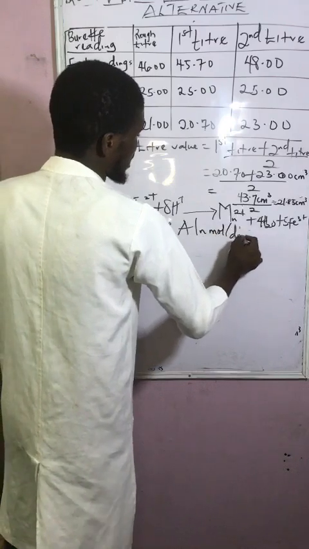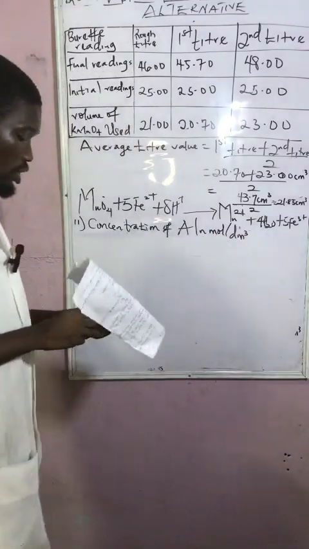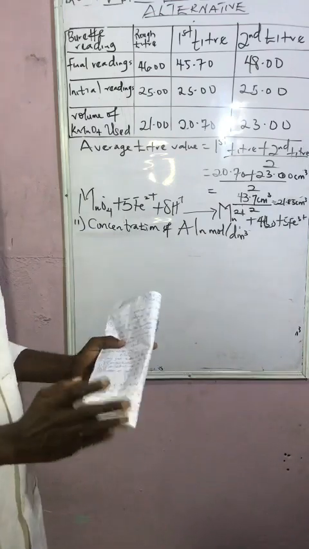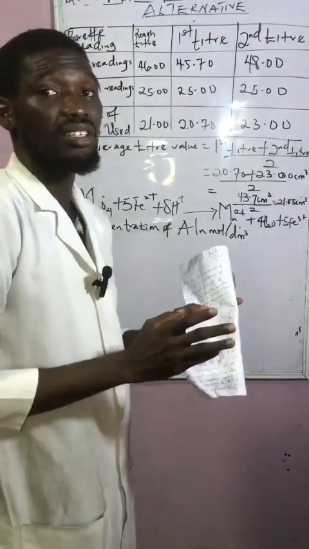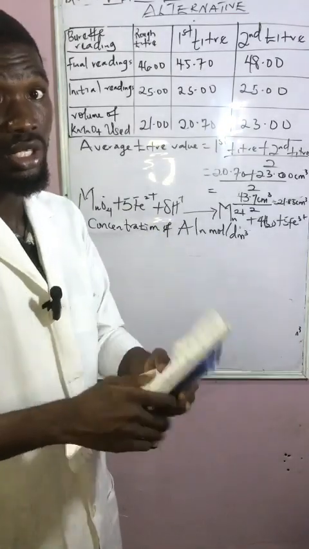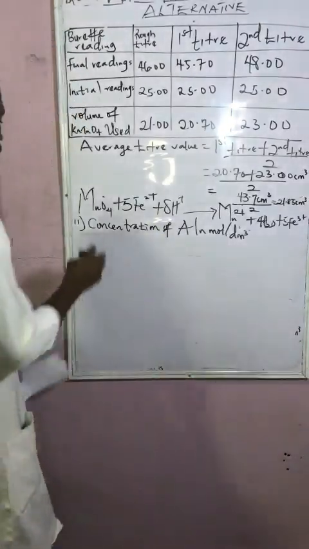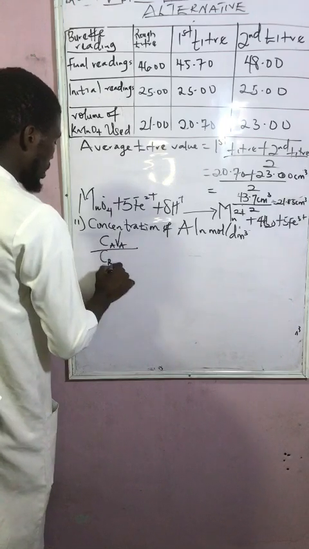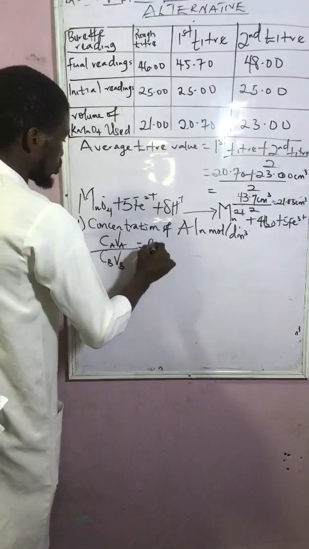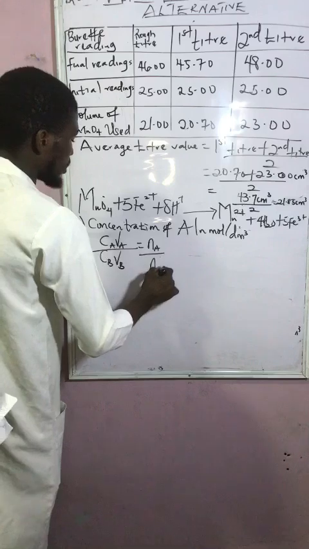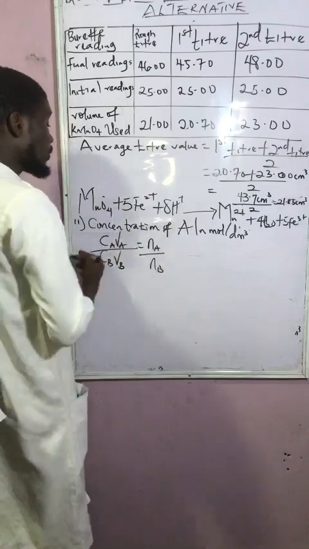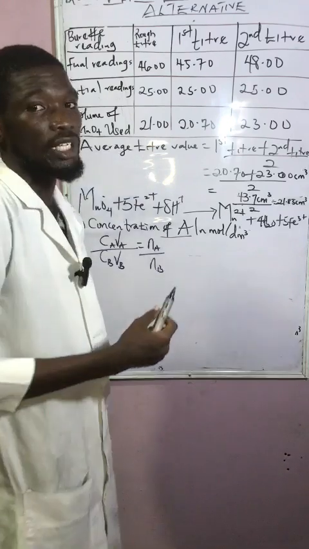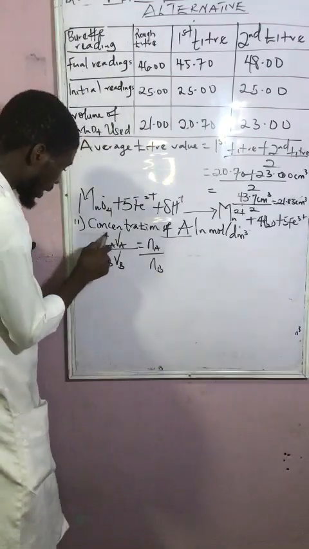So let's take a gradual step in solving this question too. It is not as difficult as you think it is. Are you science students out there, or are you what? A chemistry tutor? So take a look at this. You have CaVa over CbVb equal to Na divided by Nb. Before you can do anything, we are looking for the concentration of A in mole per dm cube.